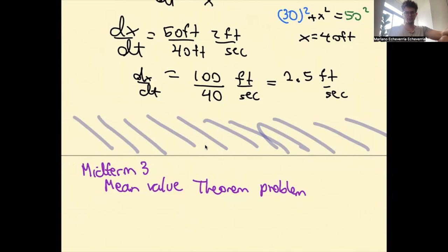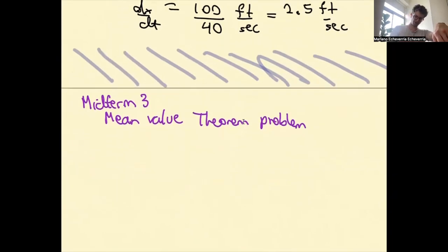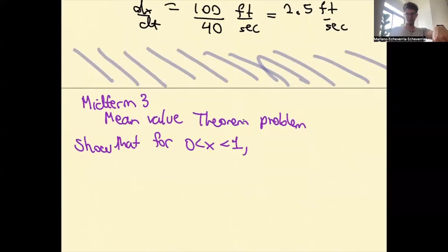Okay, so let me explain the mean value theorem problem. It was to show that for 0 less than x less than 1, you have this inequality.